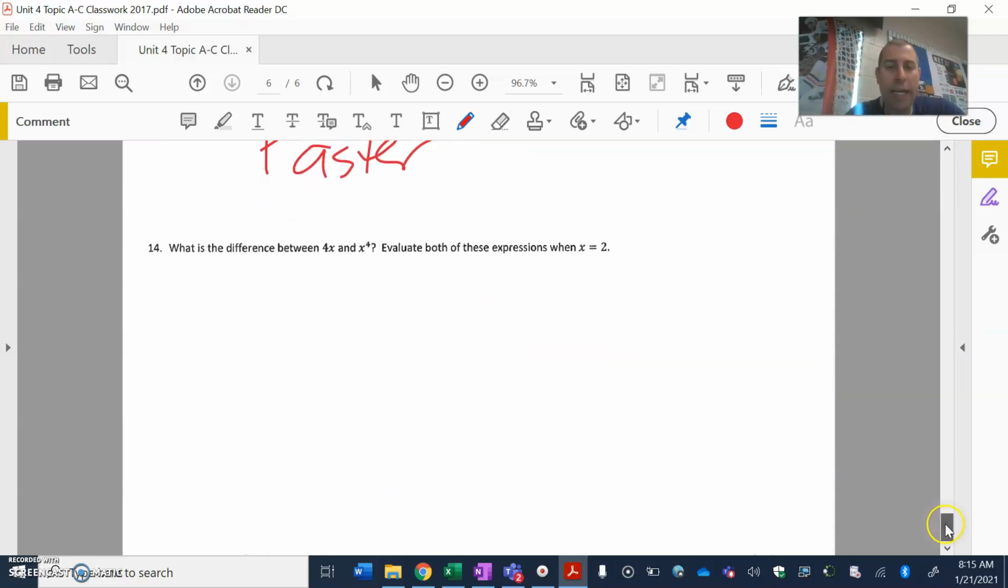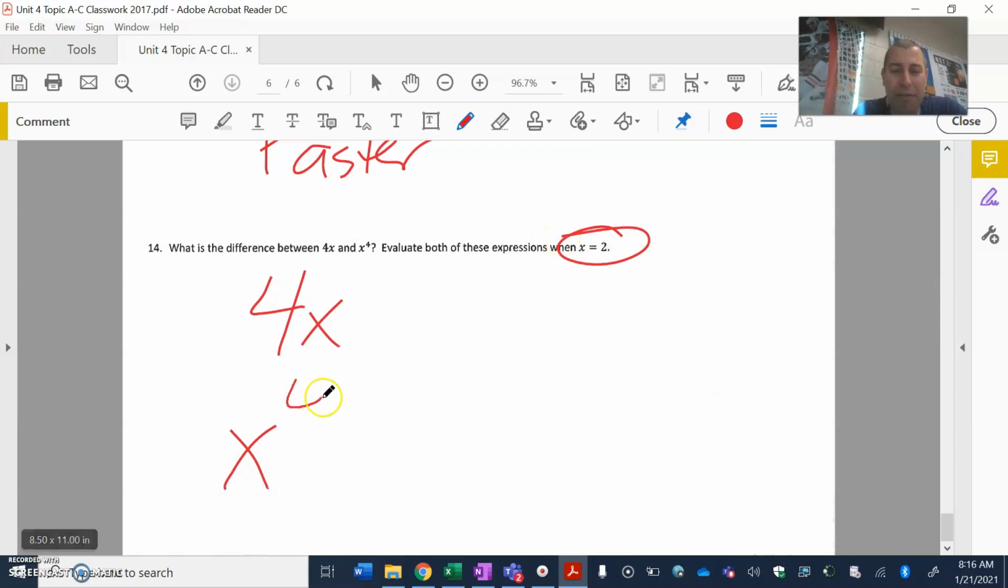Okay, so I'm going to let you take care of the last one here. You're going to do 4x, and you're going to use x equals 2. And then you're going to do x to the 4th power. And again, you're going to use x equals 2. You should find you're getting different answers here. Remember, because this is a multiplication problem, and this is a repeat multiplication problem.